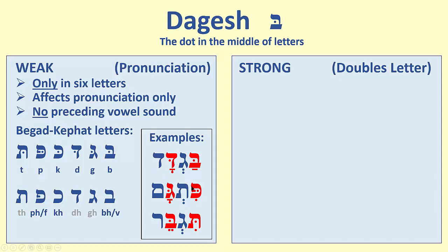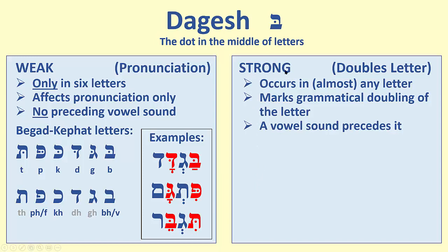In the next word, we have the same pattern. We have a pei at the beginning of the word, no preceding vowel, so it gets a weak dagesh. The tav does have a preceding vowel, so it gets no dagesh. And the gimel gets a weak dagesh because it has that zero vowel sound end of the syllable marker, schwa. And likewise here. So these would be pronounced Baghdad, Pitgam, Tigber.